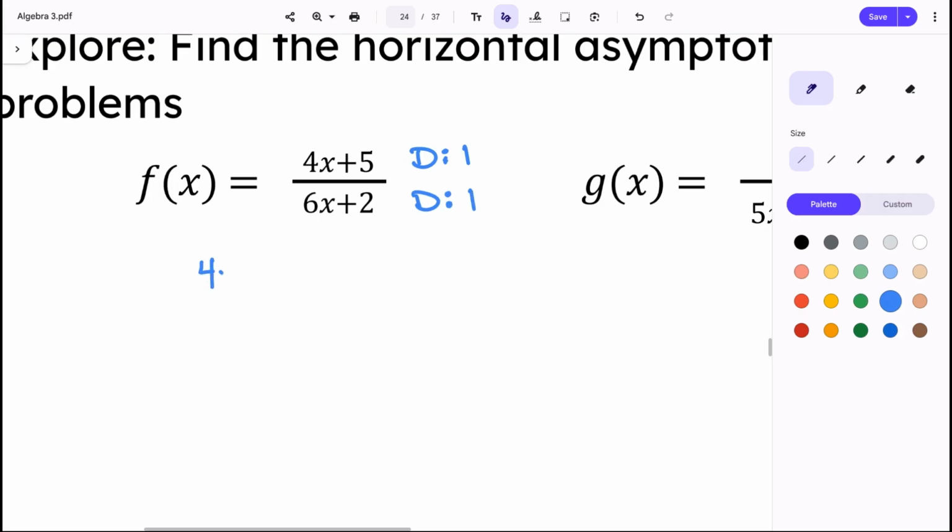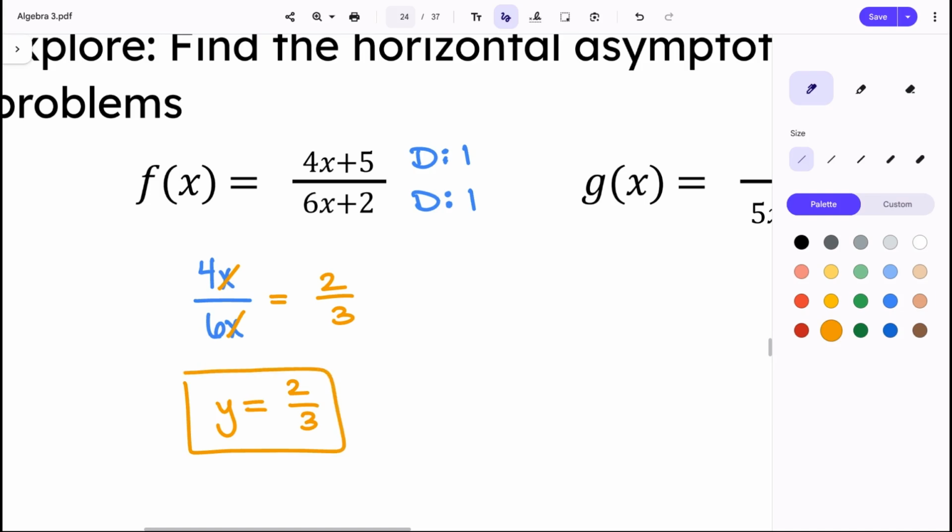So if you guys do 4x over 6x, what happens? X's cancel out. Can 4 and 6, they can't divide, but can you reduce them to 2/3? So this would have a horizontal line at 2/3. So in that case, it's not a whole number, but we could estimate where we think 2/3 is at if we needed to graph that.